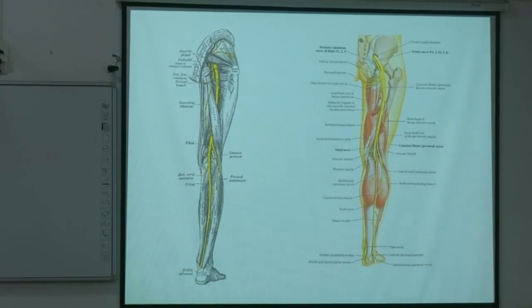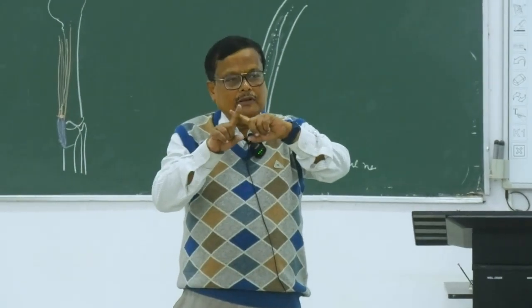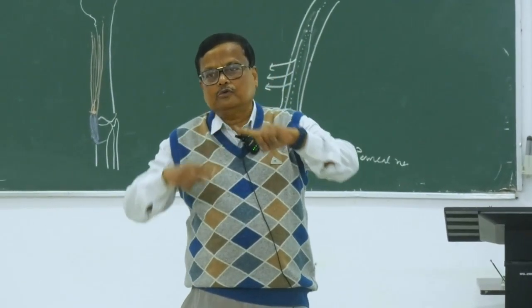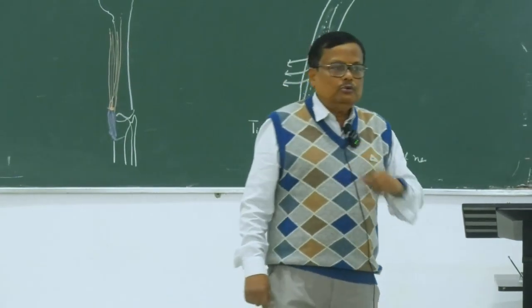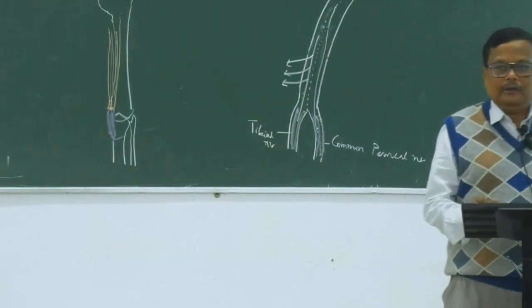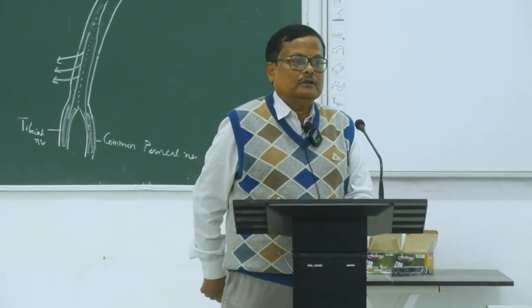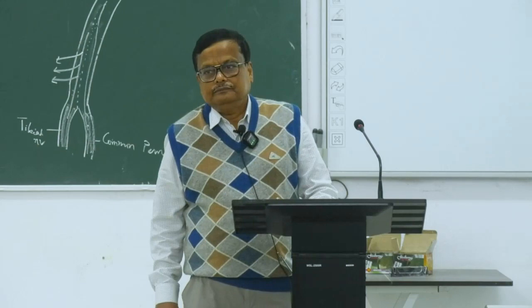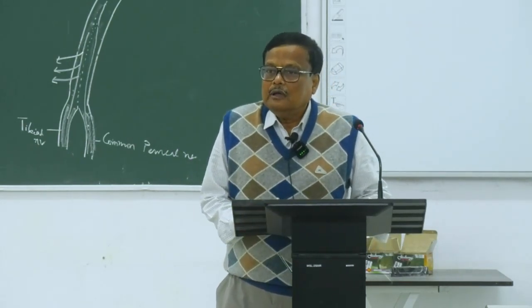কালকে আমি বলেছিলাম যে how the greater sciatic notch becomes foramen by the sacrotuberous and sacrospinous ligament. So it comes out through the greater sciatic foramen. Where does it come? In the gluteal region, in the buttock, under a muscle, piriformis.